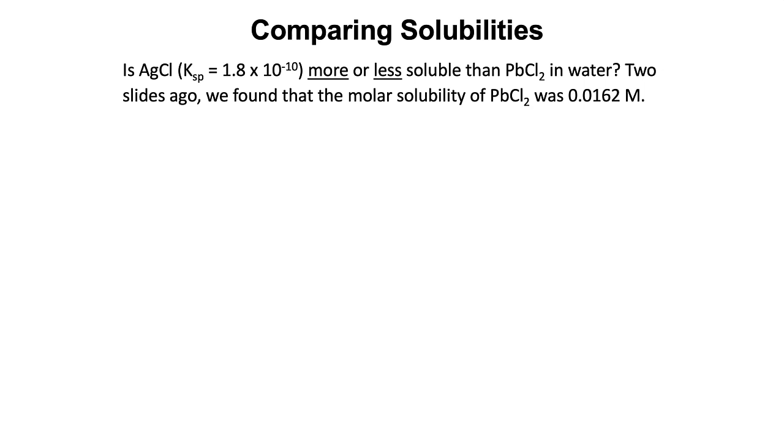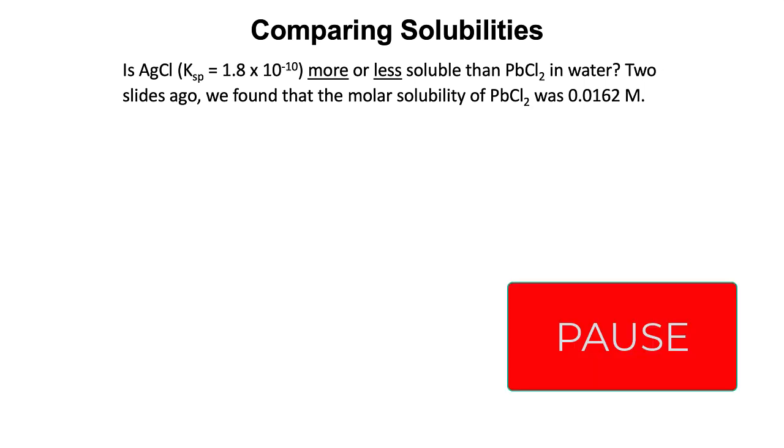AgCl, we have the KSP. We want to know if it's more or less soluble than lead 2 chloride. We found that the molar solubility of lead 2 chloride was 0.0162 molar. So what is the molar solubility of this silver chloride here? We have the KSP. You want to start by writing the reaction that silver chloride represents, then solve for that molar solubility and compare it to the lead 2 chloride solubility. So go ahead and pause the video here, see if you can make your way through this problem, and then we will discuss.